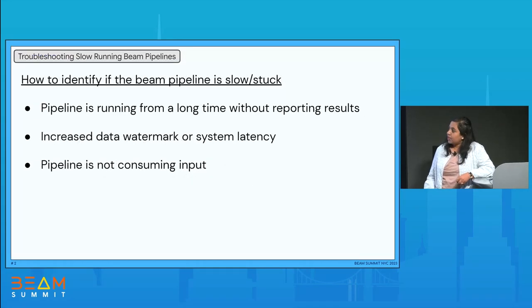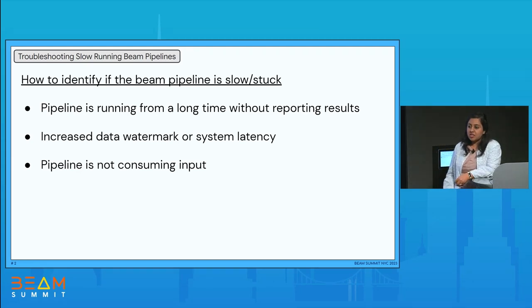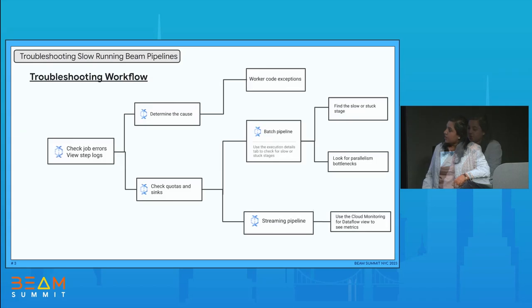So to begin with, how to identify if the Beam pipeline is slow or stuck. If the pipeline runs slowly, or is running for a long time without reporting results, or has increased data freshness or system latency, or is not consuming input, then it indicates that the pipeline is either slow or stuck. So let's go over this troubleshooting workflow.